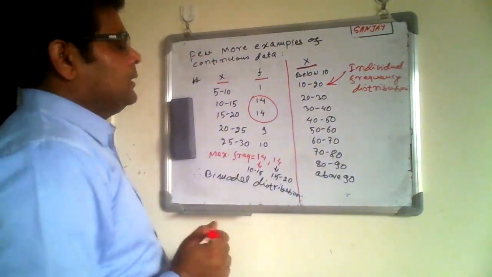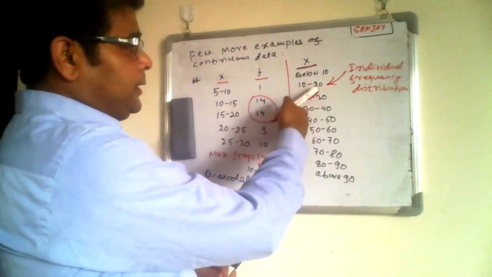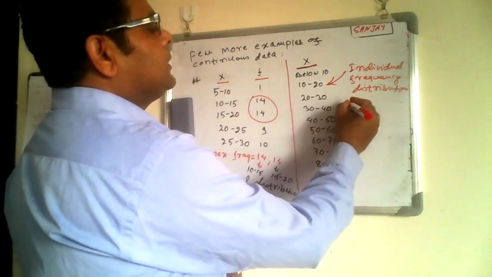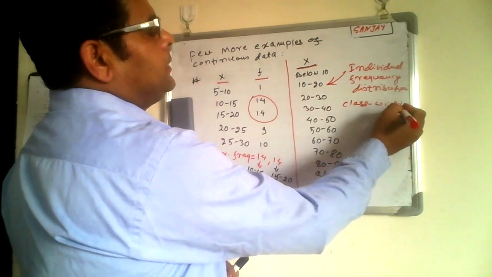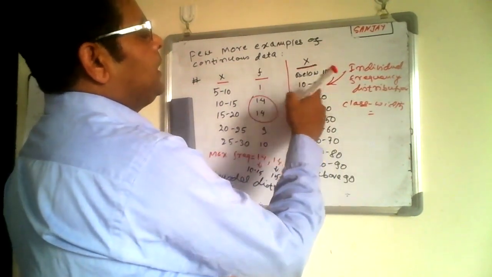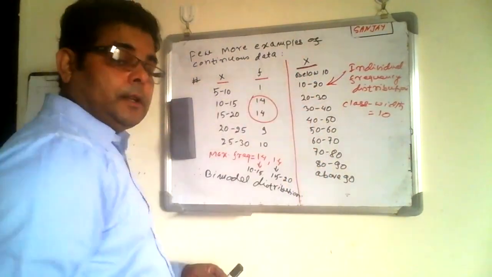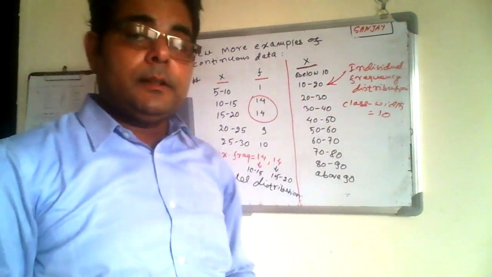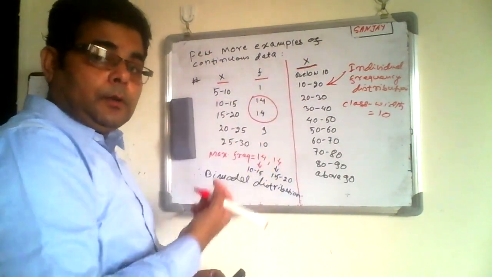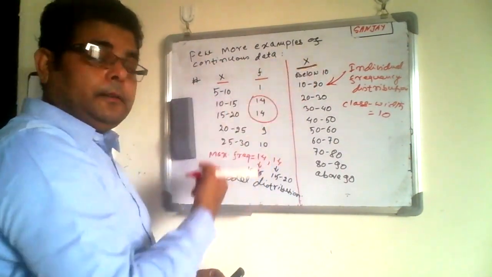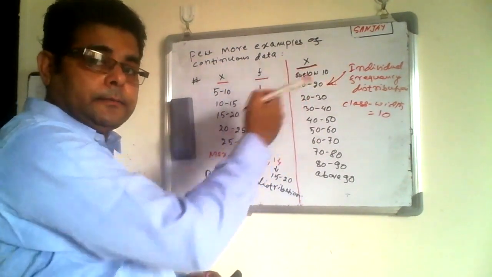And you can see that another feature is that it mentions here below 10. So here 10 to 20, the class size is the class width. You can see that the class width in general is 20 minus 10, which is 10. Here also 30 minus 20 is 10. So in general its class width, that is the class interval, is 10. But if you say below 10, we don't know. It can be 0 to 10. It can be negative 10 to positive 10. It can be anything below that.